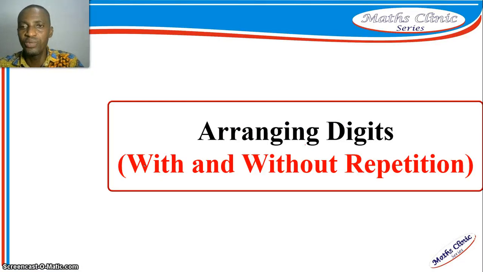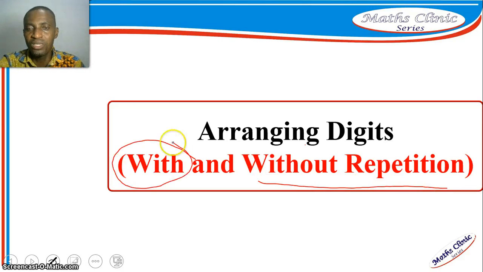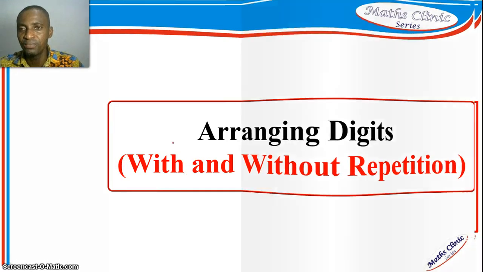In this video, we are continuing the series on permutation. In the previous two videos before this one, we were looking at conditional permutation, and we want to continue with it. This time, we're looking at arranging digits with and without repetition. Mostly, with repetition is very easy to handle, but the challenge is when we come to without repetition. So I'll just give you some emphasis on with repetition, then we'll stretch more on without repetition.